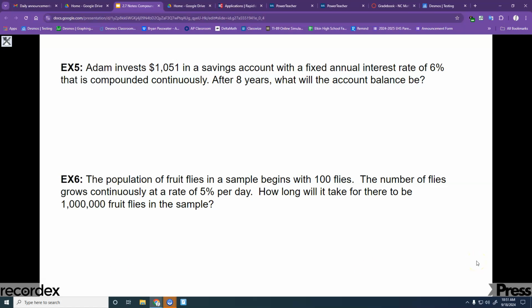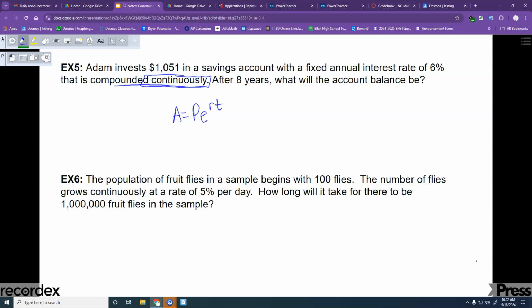So, in this case, Adam invests $1,051 in a savings account with a fixed annual interest rate of 6% that is compounded continuously. After 8 years, what will the balance be? So if it's compounded continuously, when you see that word continuously, that tells you you're using A equals PE to the RT. Okay, PERT formula.